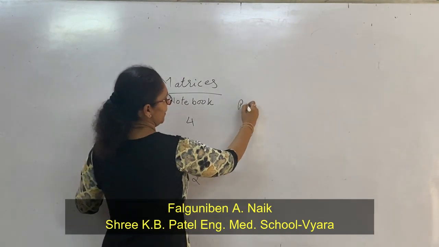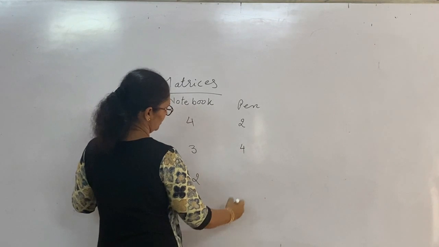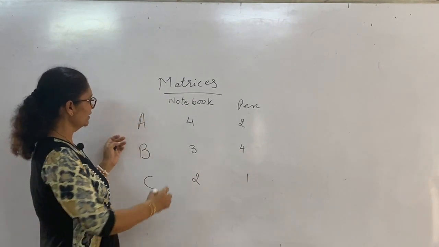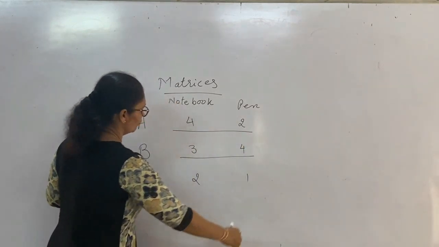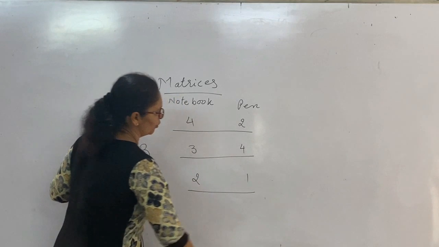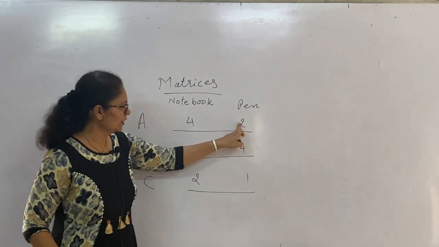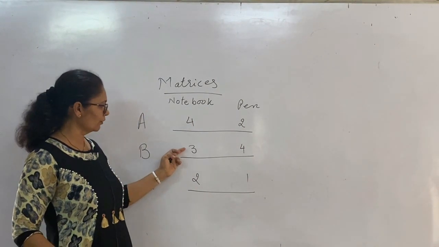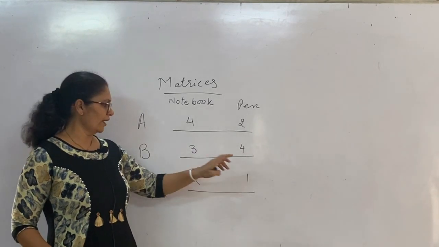In the same way, let's take pens. So A has 2 pens, B has 4 pens, and C has 1. Now I have written that A has 4 notebooks, 2 pens, B has 3 notebooks, 4 pens, and C has 2 notebooks, 1 pen. Now we have written, in a row, 4 and 2 for A, 3 and 4 for B, and 2 and 1 for C.